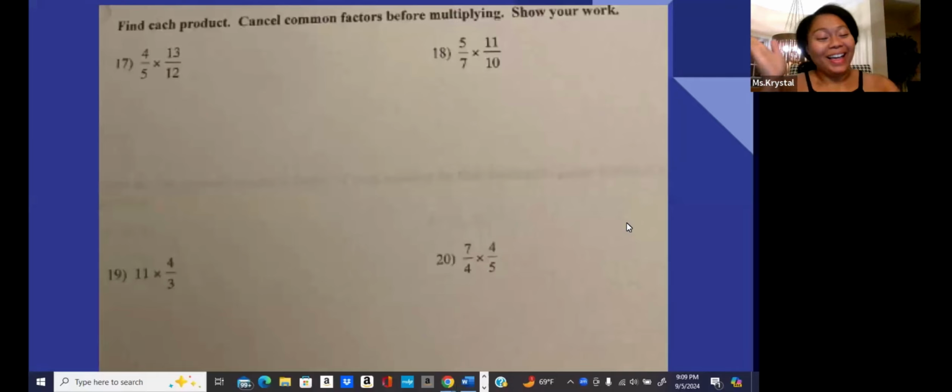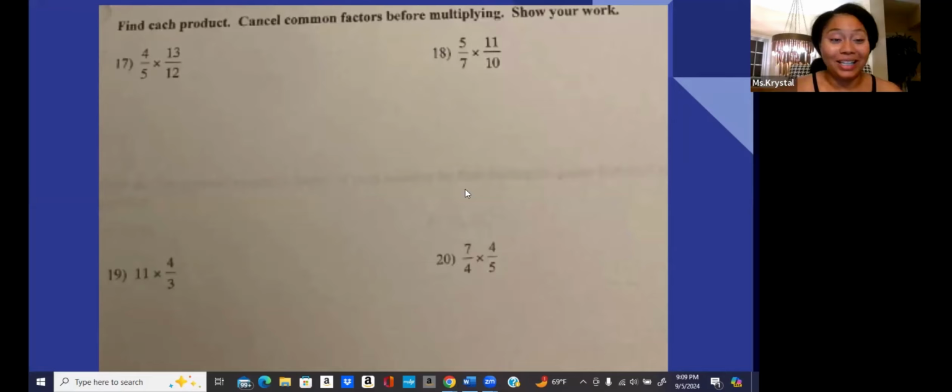Hello, hello. I am so excited to be doing this again. So this time around, we're going to do like three different types of problems. So I'm hoping that this helps. Remember, you can always pause this, rewind it, slow it down, whatever needs to be done.